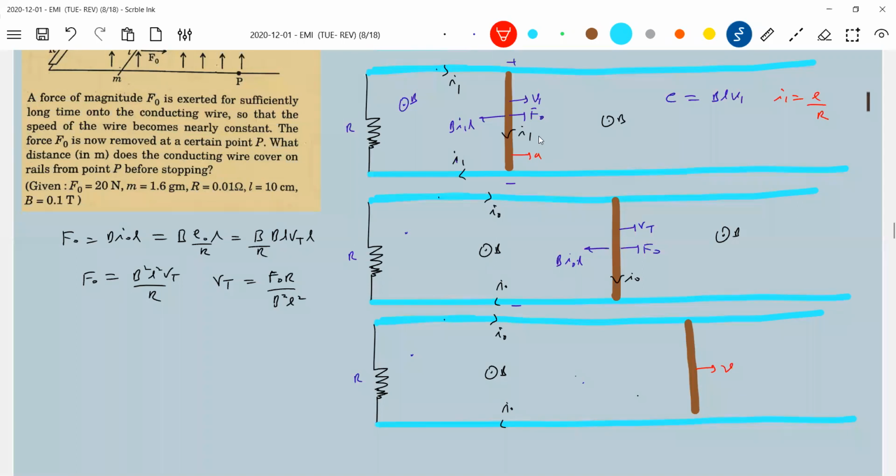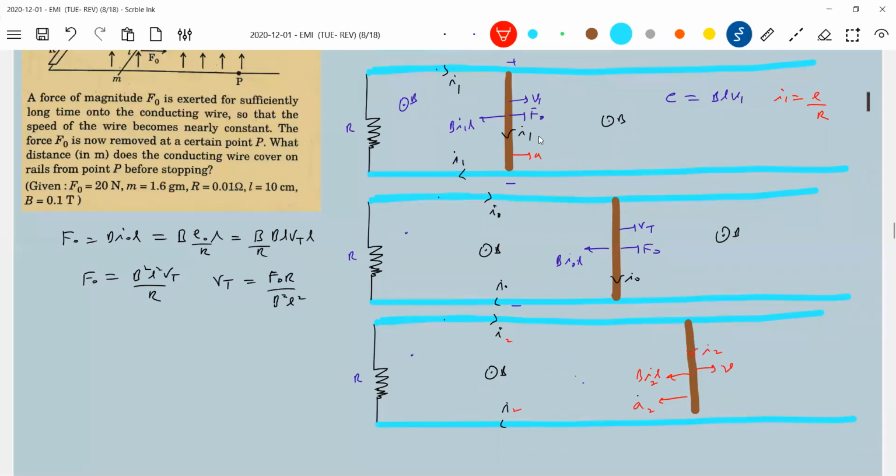So again there'll be an induced current and a BIL force. Now what will happen to the rod? The rod will undergo retardation. Call this I2. It will undergo retardation and finally come to rest here. What distance does the conducting wire cover on the rail from point P before stopping?